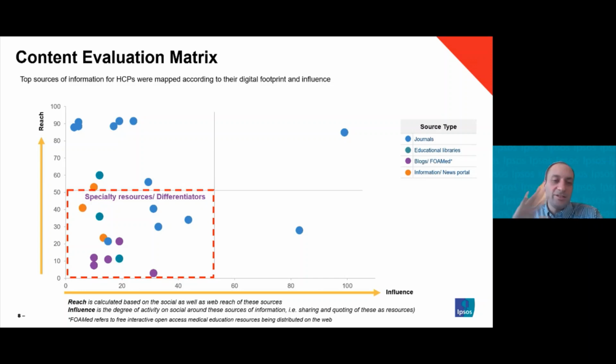And in this instance, just for clarity, because this may cause questions, the specialty resources, the differentiators, which are really just the low reach, low influence, were all for this specialty journals for this specific disease area. So, please don't read too much into it. That was just for reference for our client, that these were their trade journals that they were reviewing.